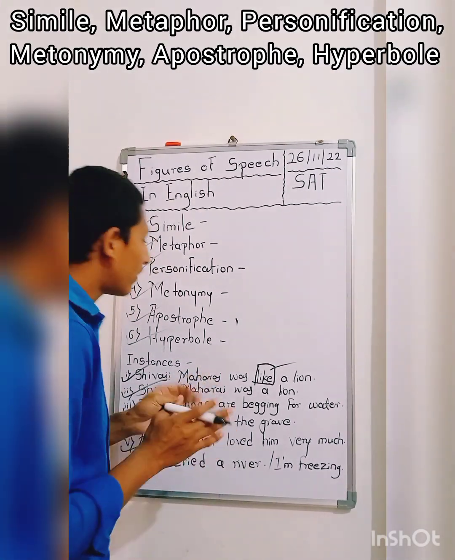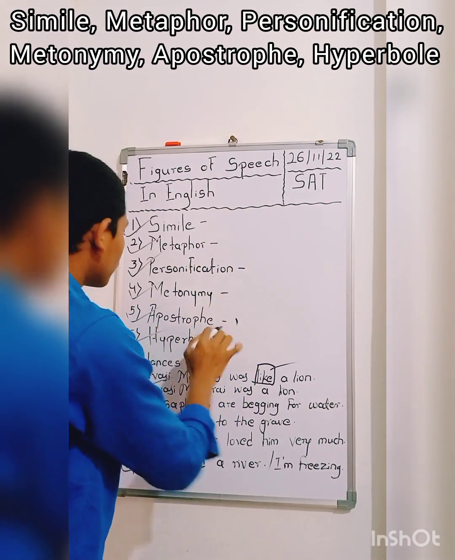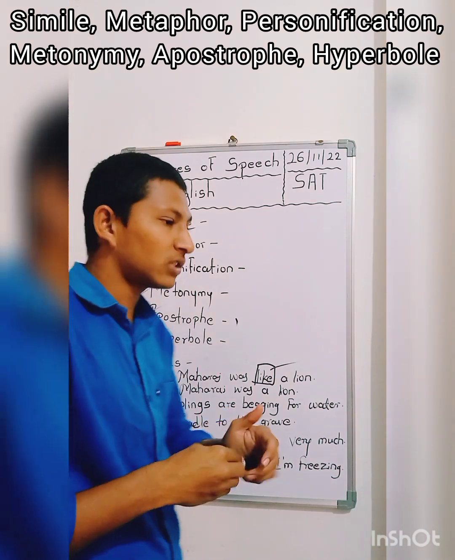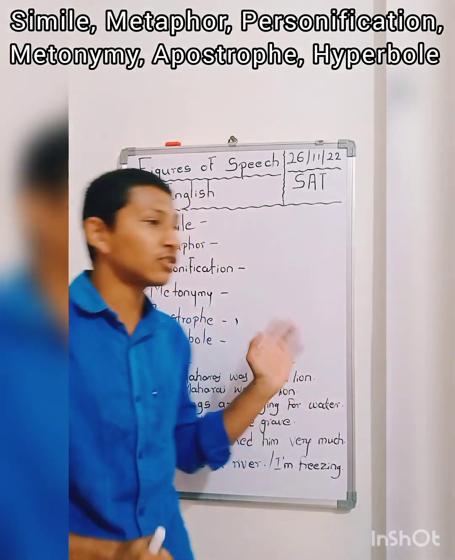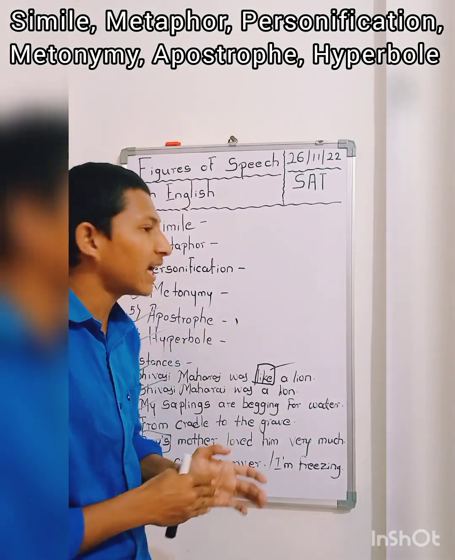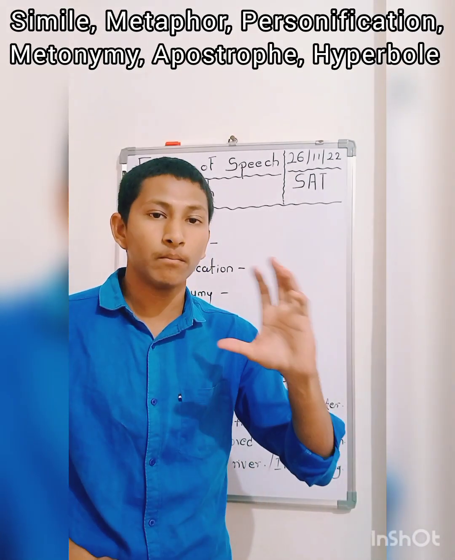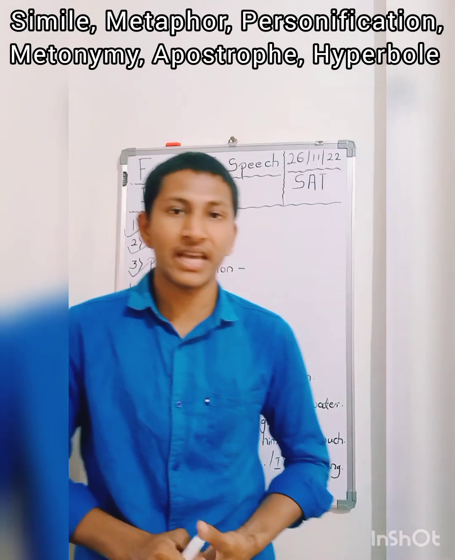So I think you understood everything about simile, metaphor, personification, metonymy, apostrophe and hyperbole. In the next upcoming video we will be discussing further figures of speech, 7, 8, 9, 10. There we will be discussing six more figures of speech, six individually. Thank you so much.